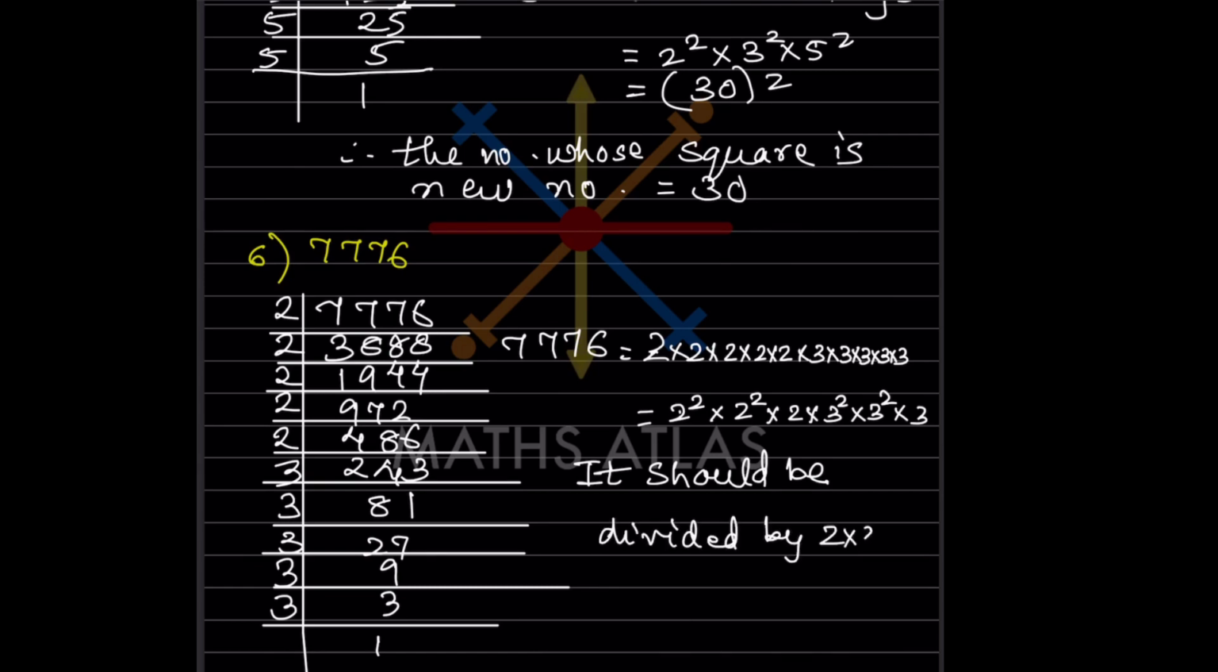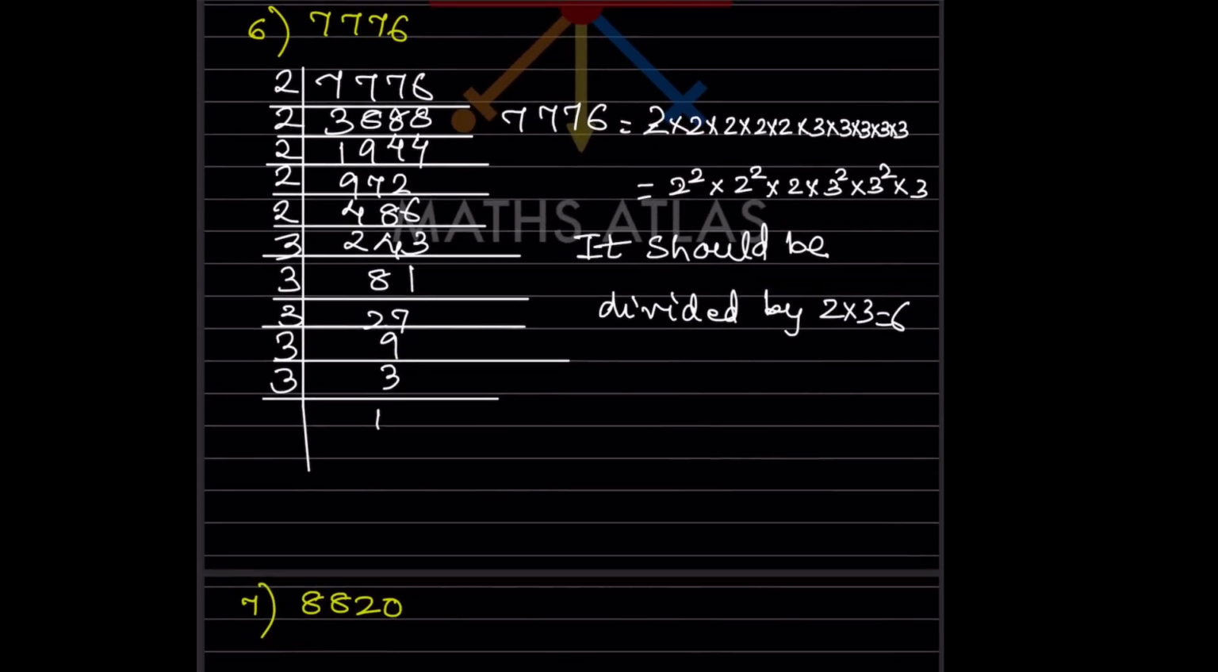2 multiplied by 3, that will be 6. So now how will you write here? New number is equal to 2 square into 2 square into 3 square into 3 square, because that 2 and 3 are gone. So here it is going to be, so what are you going to write here? 2 2s are 4, 4 3s are 12, and 12 3s are 36. So this whole thing is going to be 36 square.